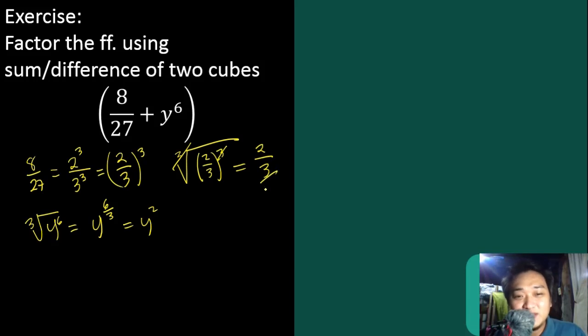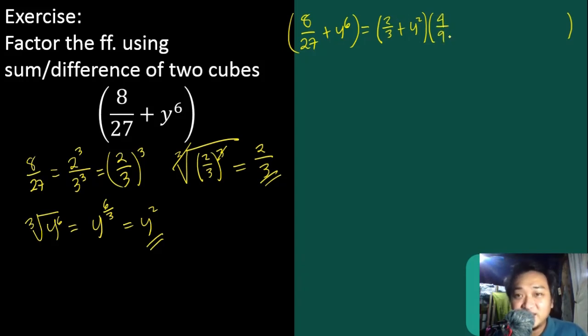Okay, so we now have the roots. We are ready to factor again. So, we have 8 over 27 plus y raised to 6. The factor will be a binomial, which is 2/3 plus y squared. How about the trinomial? For the trinomial, what is the square of 2/3? 2 times 2 is 4, 3 times 3 is 9. That will be 4 over 9, the first term of the trinomial.